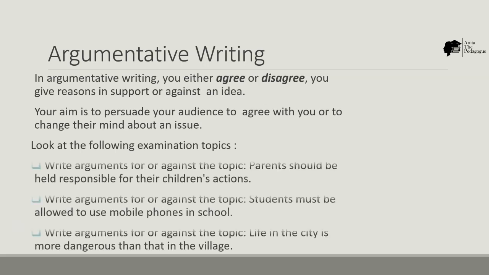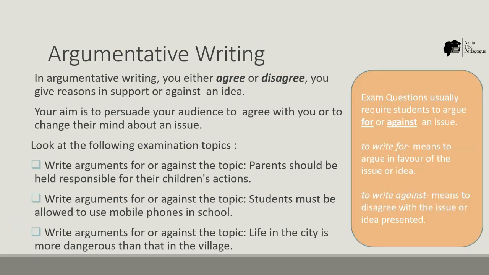Look at the following examination topics. 1. Write arguments for or against the topic. Parents should be held responsible for their children's actions. 2. Write arguments for or against the topic. Students must be allowed to use mobile phones in school. 3. Write arguments for or against the topic. Life in the city is more dangerous than that in the village. Anytime you are given an examination question like this, you are supposed to either write for or against an issue.